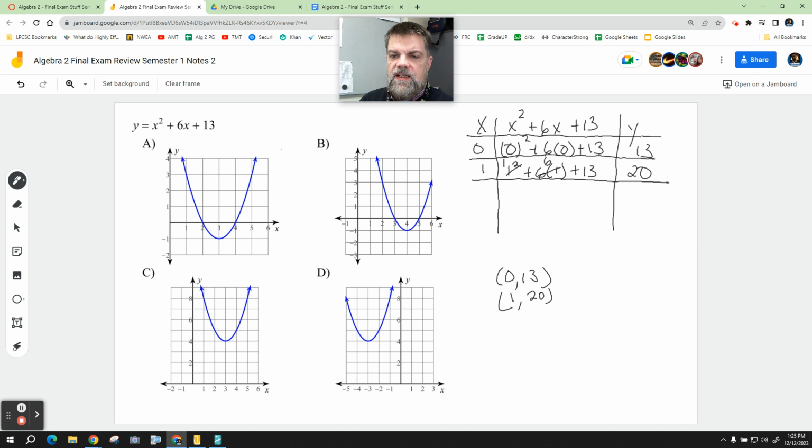Let's try plugging in negative, like a -1. So let's do -1. Let's see what we get. So that becomes (-1) squared plus 6 times -1 plus 13. Well, what's (-1) squared? +1. What's 6 times -1? -6. So we've got 14 minus 6, which is 8. So when x equals -1, y equals 8.